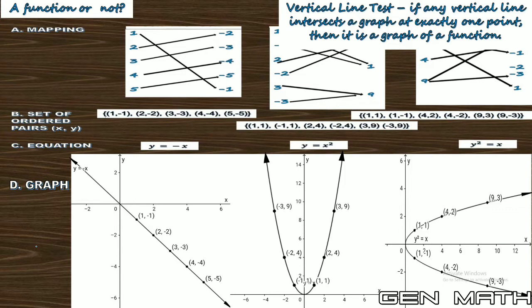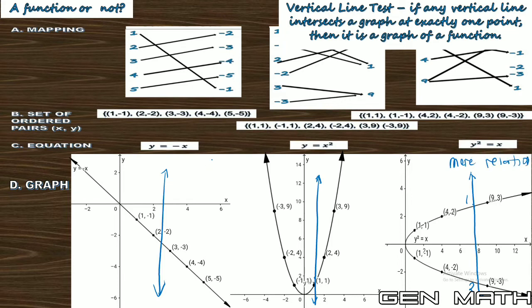So for our first example, let's try to draw a vertical line. Observe that it crosses the graph at only one point. In our second example, observe that it crosses the graph just once. In our third example, if we draw a vertical line, observe that it crosses the graph twice, meaning this is a mere relation.